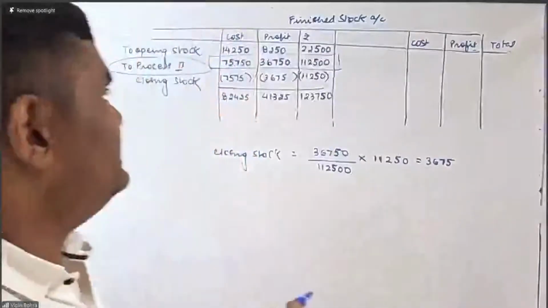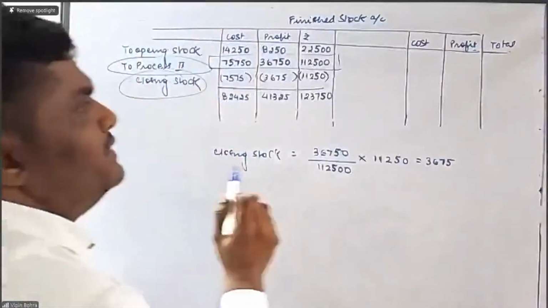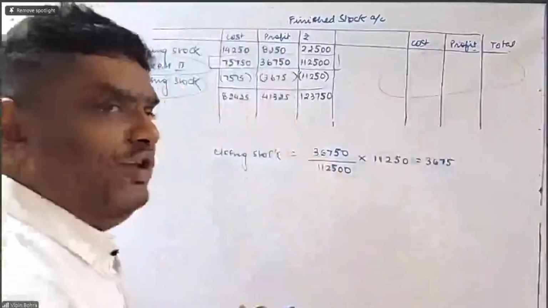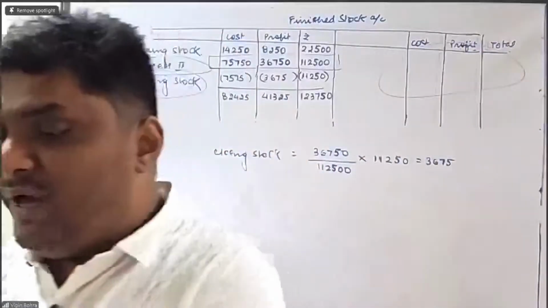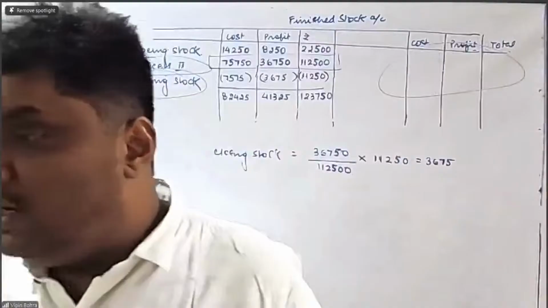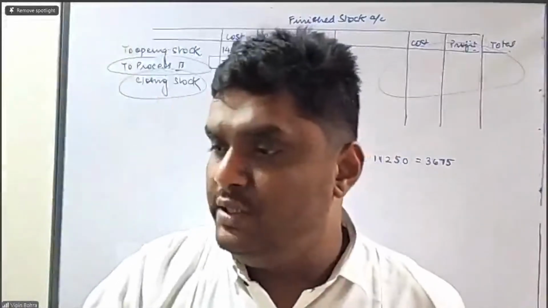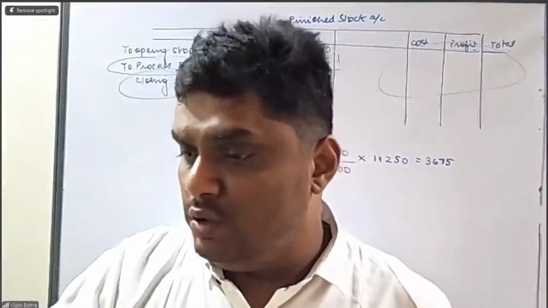So the reason for discussing this question is basically the value of closing stock and the value that is transferred to the next process. So if you guys have any doubts or queries in this part, you can please post your queries.